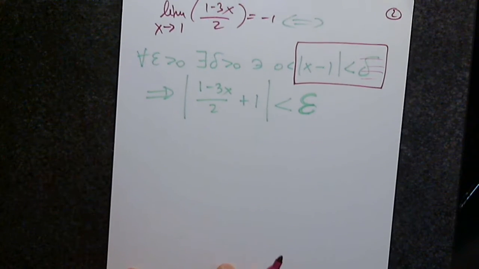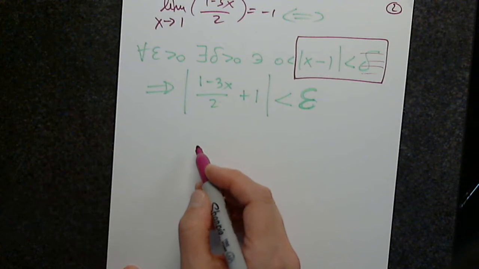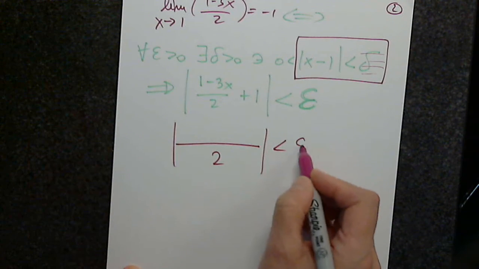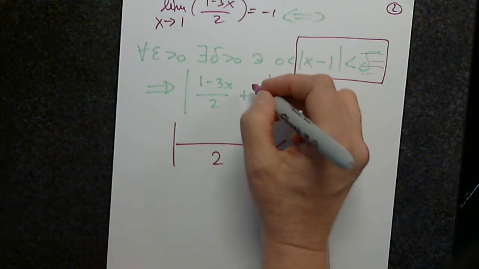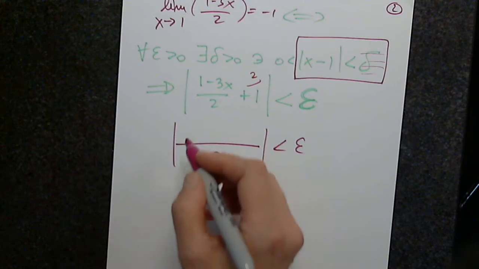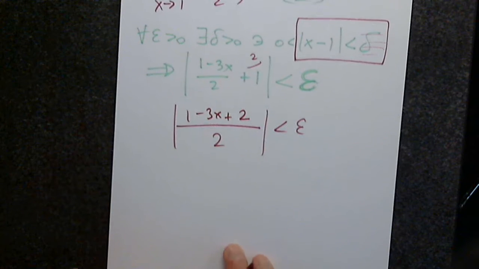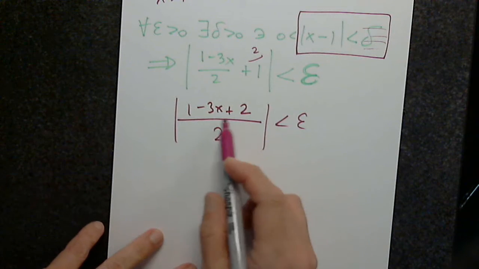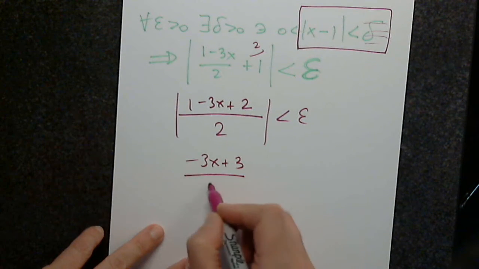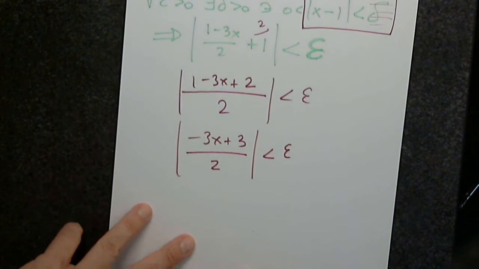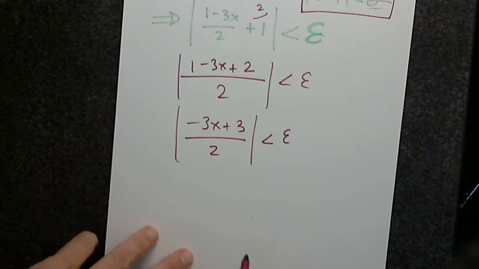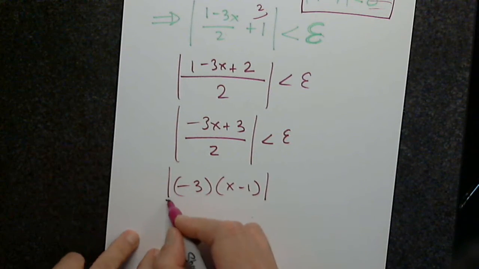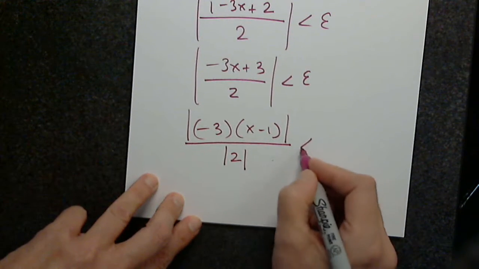Good, first step. Very good. Good, which is 2. So this one needs to be multiplied by 2. So we have 1 minus 3x plus 2. Perfect. Next step. Right, so this is negative 3x plus 3 divided by 2 in absolute value. What is the next step? Yes, so I have negative 3 and x minus 1 in absolute value at the top over the absolute value of 2 less than epsilon.